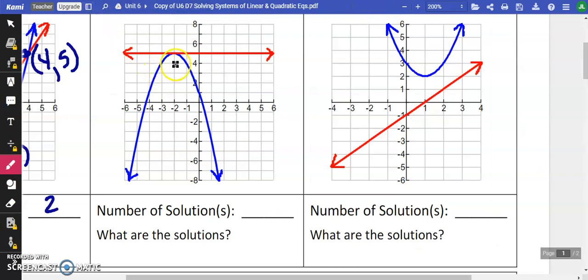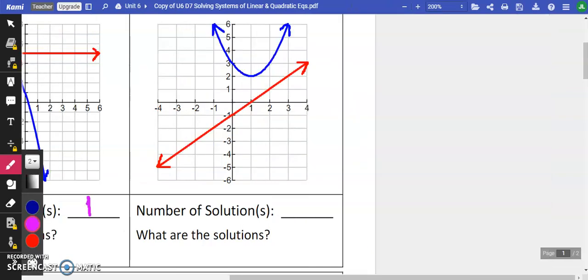For this second example, it looks like the line and the parabola only cross once. So I will only have one solution to this system. Of course, that point of intersection is right there, which looks to be (-2, 5). And that's all there is for the second example. And in this third example, I notice that my parabola and my line never intersect. So that means this system has no solution.